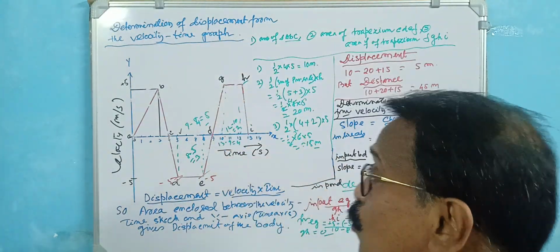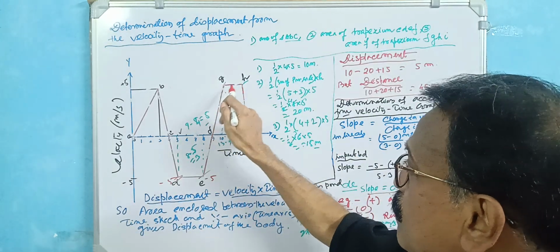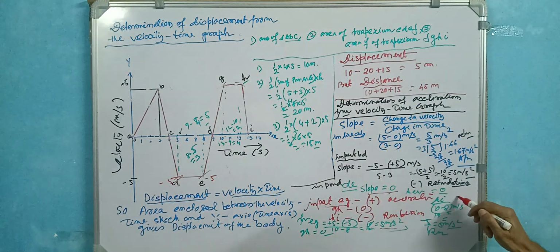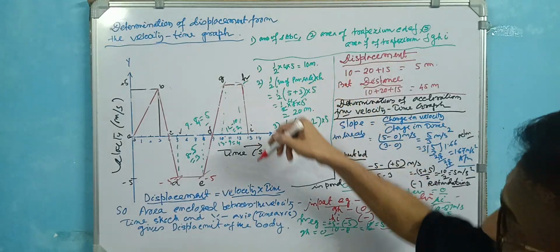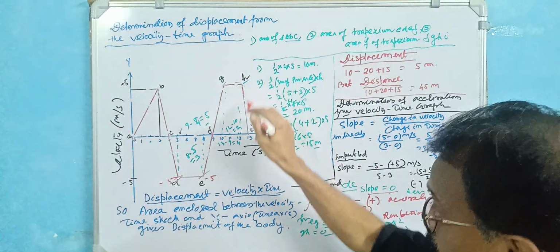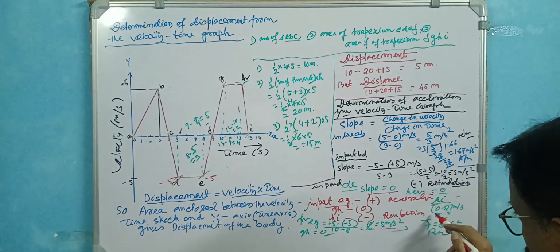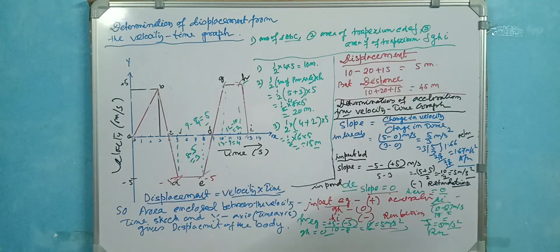Okay, is it clear to you? In that part the acceleration is 0, because there is no change in velocity. Here is 5, here is also 5. So this is 0. Now in that case, this is also retardation because the velocity decreases. What is the change in velocity? This is 0, and what is this? 5. So 0 minus 5. So this is minus 5.